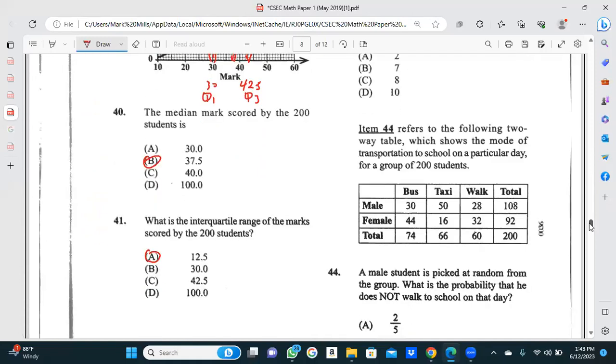So 41. 12.5. So 41 would have been 42.5 minus 30, which gives me 12.5.